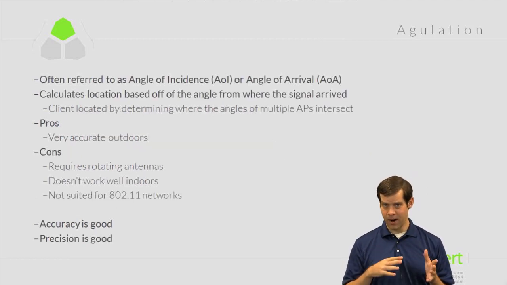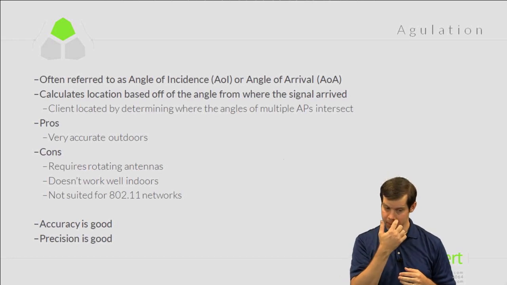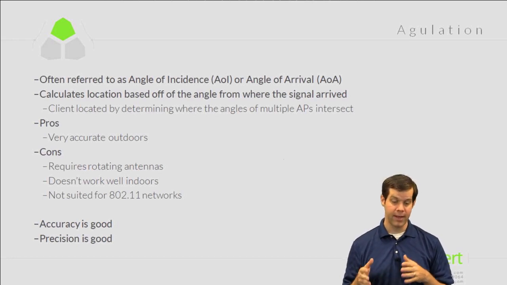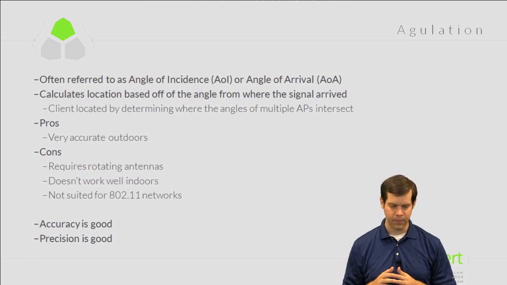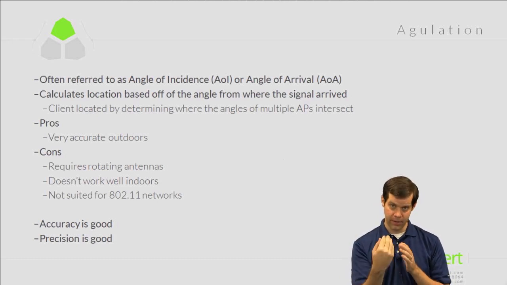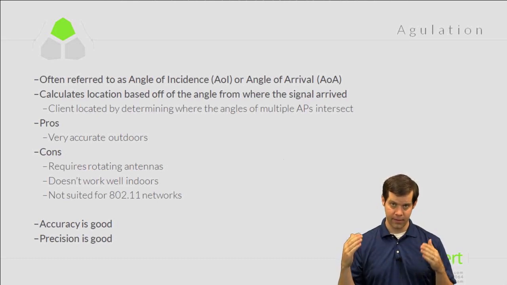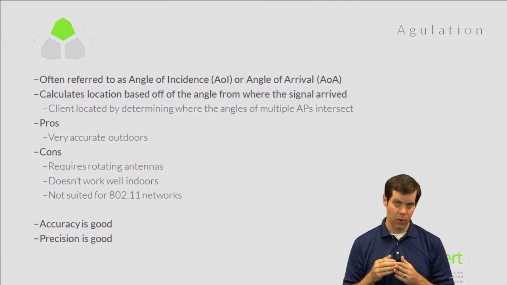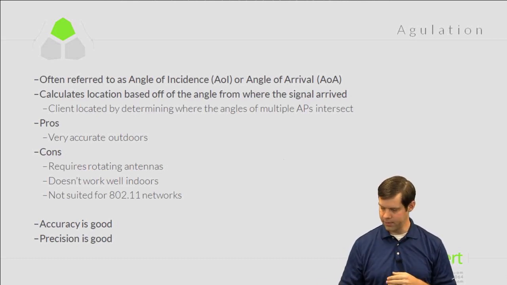Now we're kind of getting out of the RSSI-based location techniques and into some more advanced ones. So the first one we'll talk about is angulation. It's often referred to either as angle of incidence, AOI, or angle of arrival, AOA, probably more of the angle of arrival part. What this does is it calculates location based off of the direction of where the signal was received. So as long as we have a couple APs that can figure out the direction, they draw a line towards where they think the client is. At some point the lines intersect, that's where the client's located.